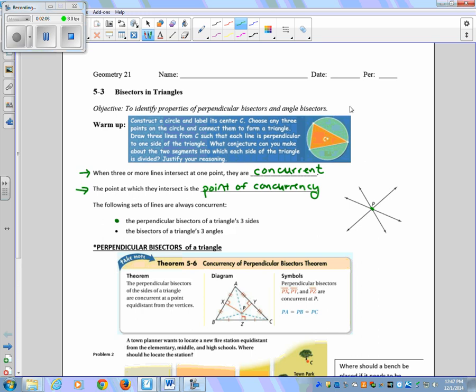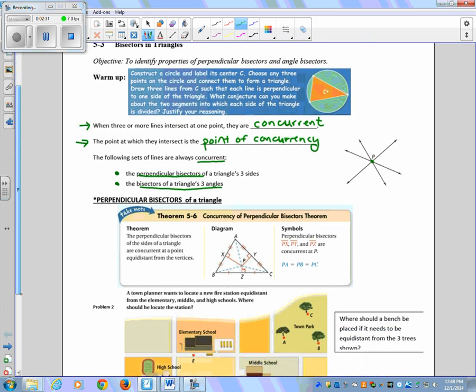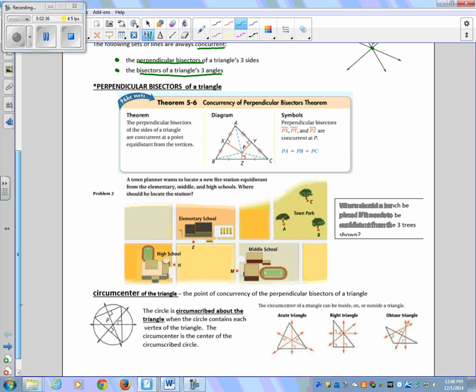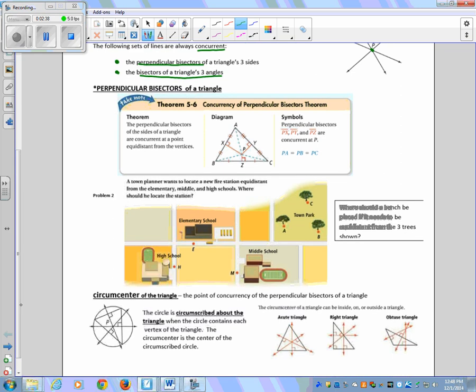It turns out that in a triangle, if we draw the perpendicular bisectors of each side of a triangle, they're going to be concurrent. They're going to all intersect at one point. The bisectors of the three angles, so in other words, the angle bisectors of triangles are also concurrent. They come together and they meet at one point. It's kind of a cool thing, actually. It's kind of wild that that happens every single time.